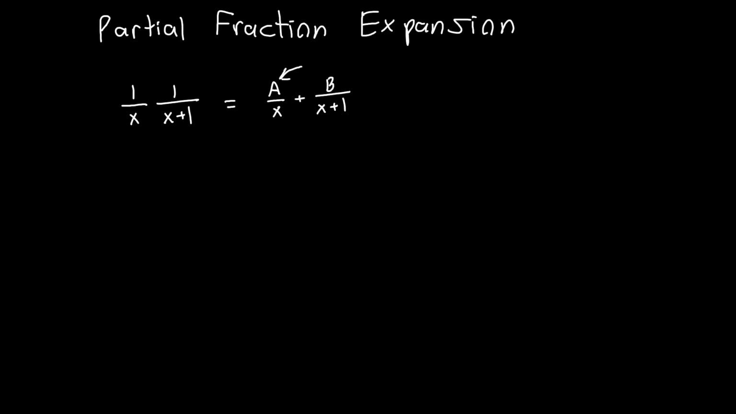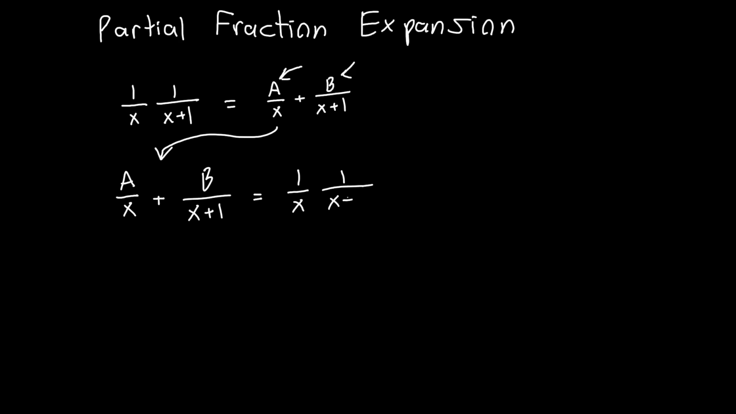And up top, we've got these sort of unknown coefficients. We don't know what they are, but they're what we want to find. So how do we go about finding them? Well, I'm actually going to rewrite this so that we've got these things on the left-hand side, and this will make it a little more intuitive as to how we go about doing this. So we know that a over x plus b over x plus 1 is equal to 1 over x times 1 over x plus 1. We don't know what a and b are again.